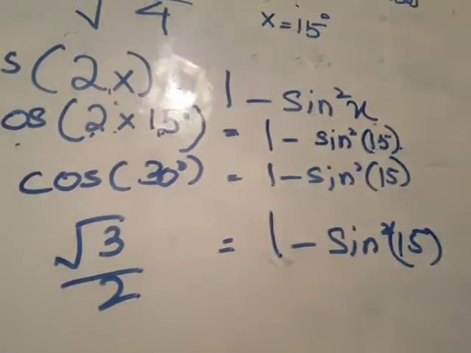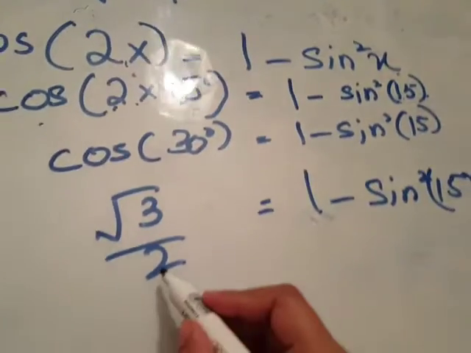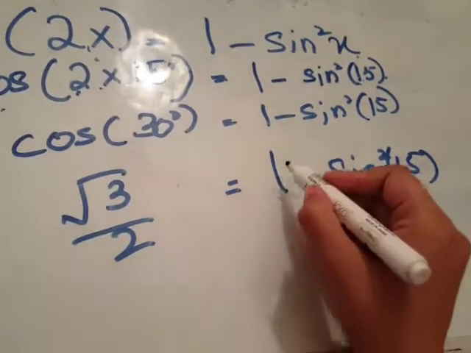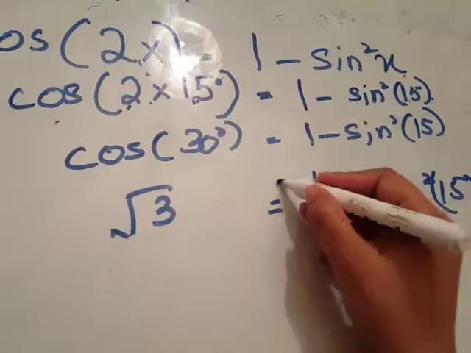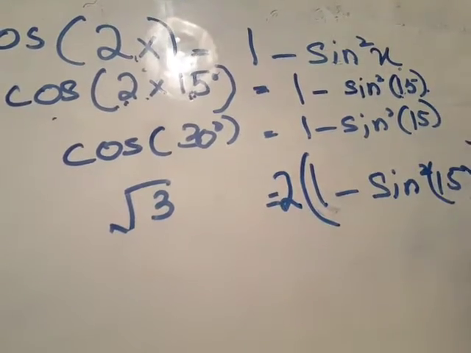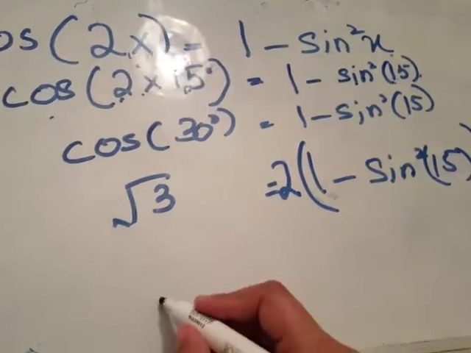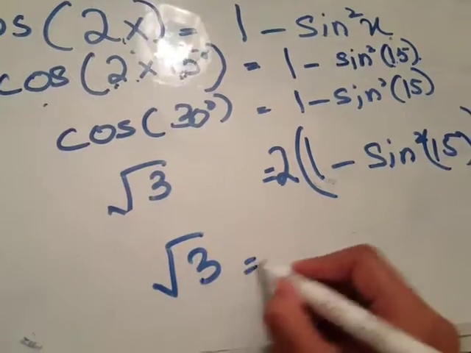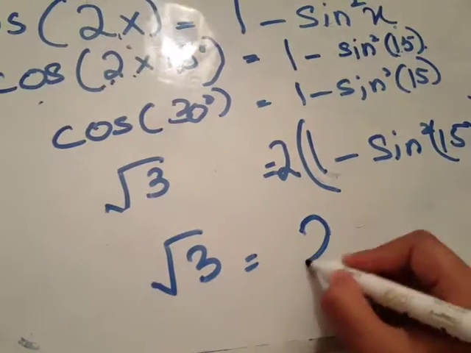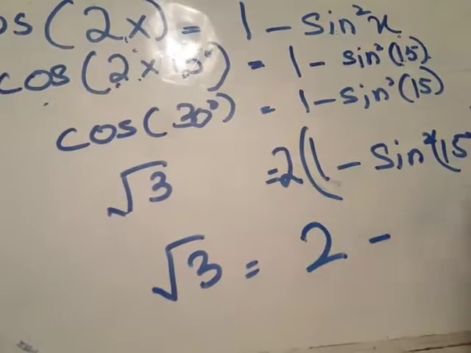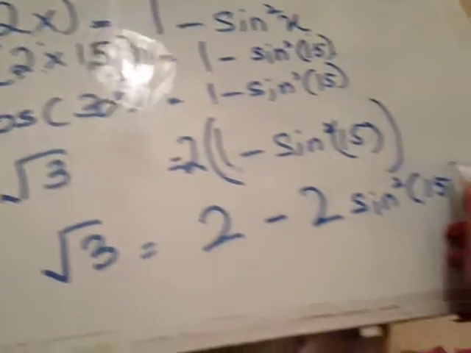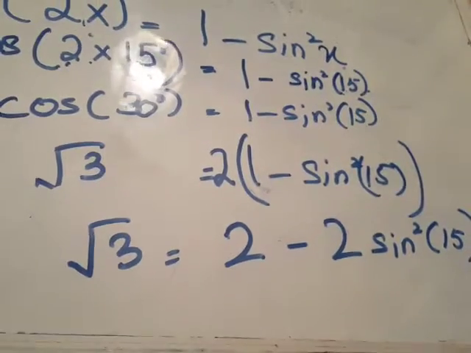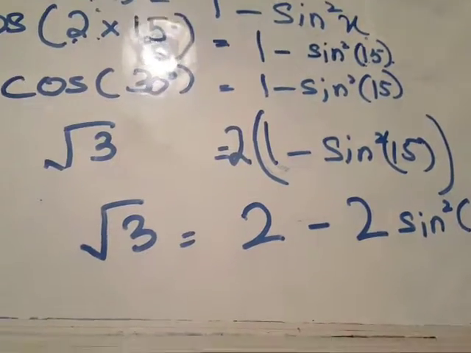Okay. Since 2 is dividing over here, if I bring this 2 over here, it will multiply with the whole equation. So can I write root 3 equals 2 multiplied by 1, which is 2, minus 2 multiplied by this whole thing, which is 2 sine square 15, right? I can write it like this.